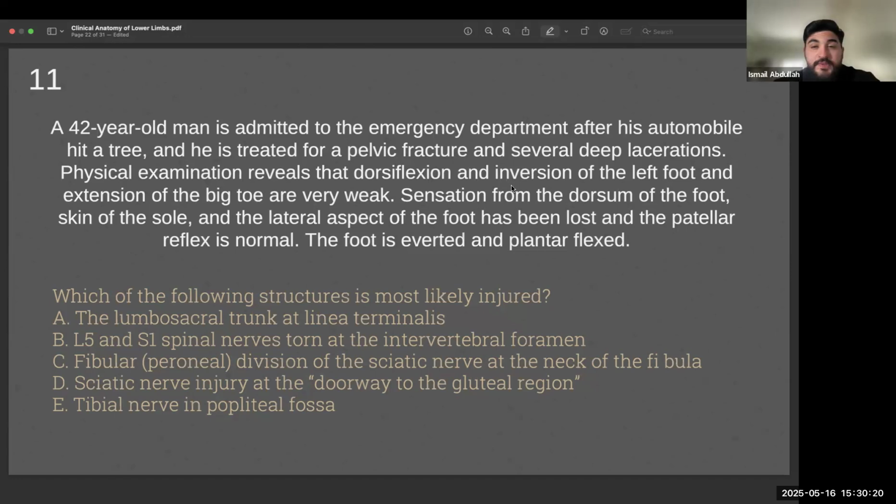But there's also loss of dorsiflexion, loss of inversion, and extension of the big toe is weak, so this could point toward that he's losing his muscle innervation. There's lost sensation of the dorsum of the foot, skin of the sole, lateral aspect of the foot, all are lost. The only thing that's intact is the patellar reflex. So it's the whole tibial, I mean fibular, common fibular, right?